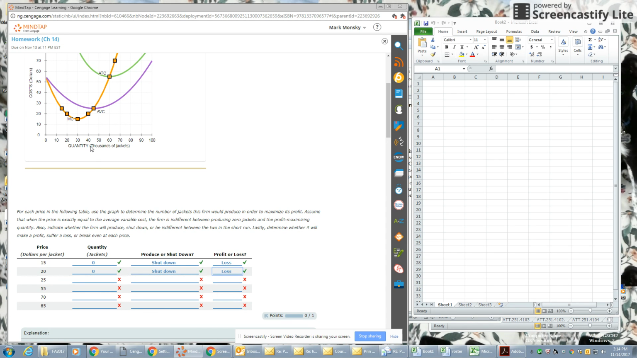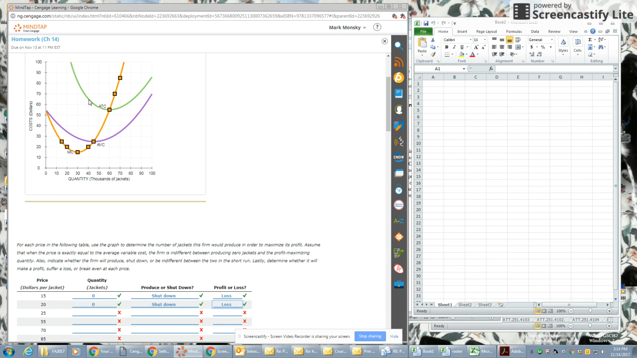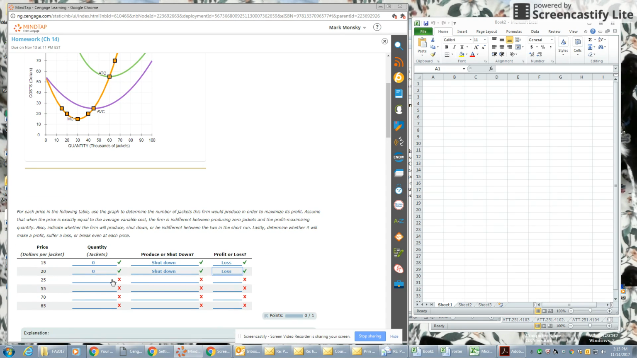Okay? Because at that price of $20, the firm would choose to produce 40,000 jackets. Okay, again, they would produce where marginal cost is equal to marginal revenue. If the price is $20, marginal revenue is $20. They would choose to produce 40,000 jackets. So at 40,000 jackets, their cost per jacket, it's about $65. So they're still losing a lot of money. They're not going to want to produce at all.